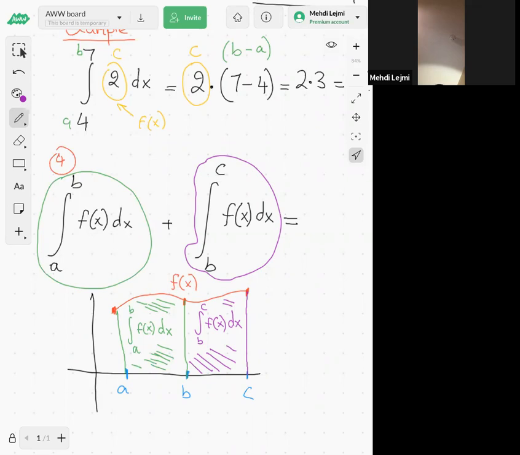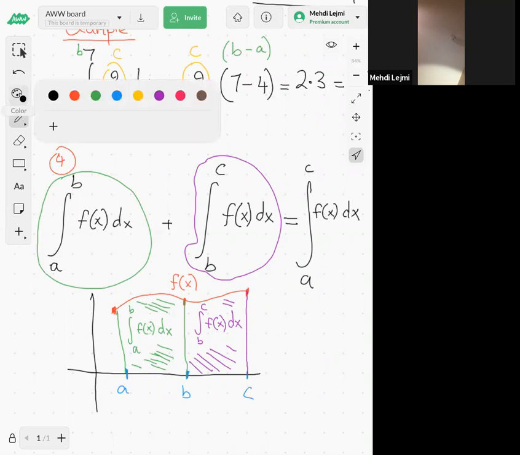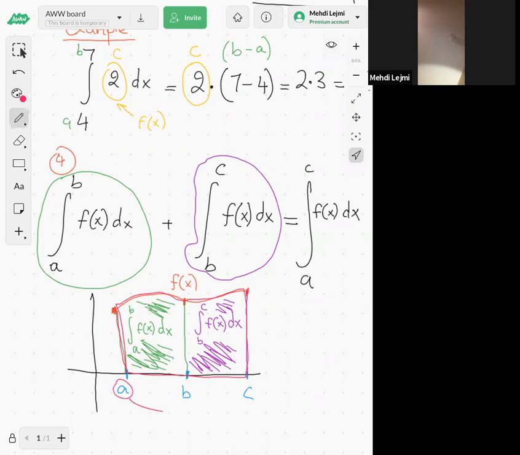So my question for you guys, what will be the sum of the area of the two regions? Well, it's just the integral from A to C, right? So here you're gonna go from A to C, integral of f of x dx. What I'm saying is that the area of this green region plus the area of this one here, their sum, well, it's just the area of the whole thing, right? And the whole thing would be from A to C, right?